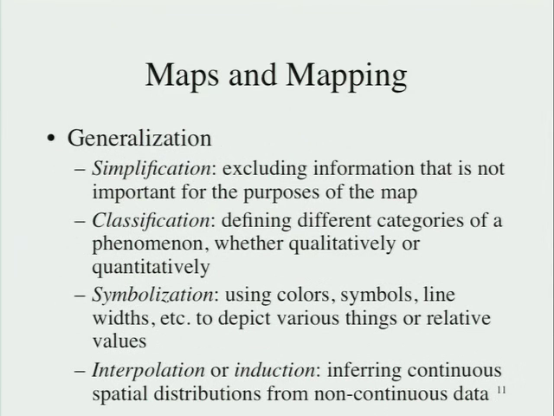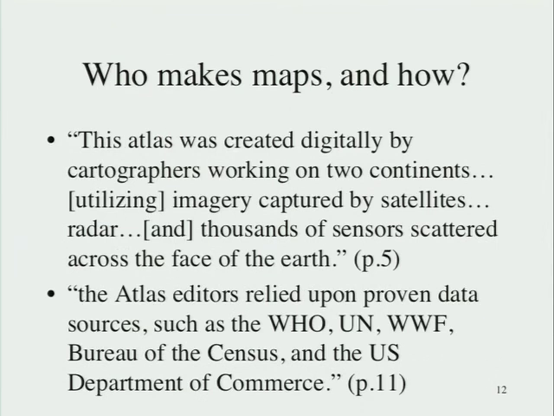All right, who makes maps and how? This is where we're going to get into some slightly more significant questions. These are just passages from the atlas. This atlas was created digitally by cartographers working on 2 continents, utilizing imagery captured by satellites, radar, and thousands of sensors scattered across the face of the Earth. Why it matters that it was made by cartographers working on 2 continents rather than 1, I'm not sure. They're obviously quite proud of this. I think it's safe to assume that the 2 continents in question were North America and Europe. But they don't say that for sure.